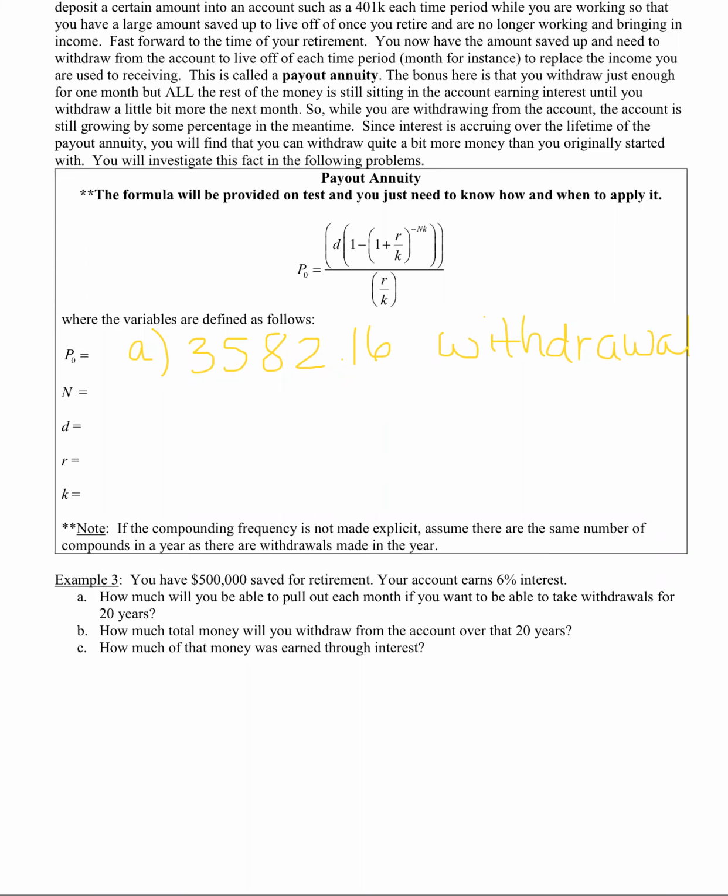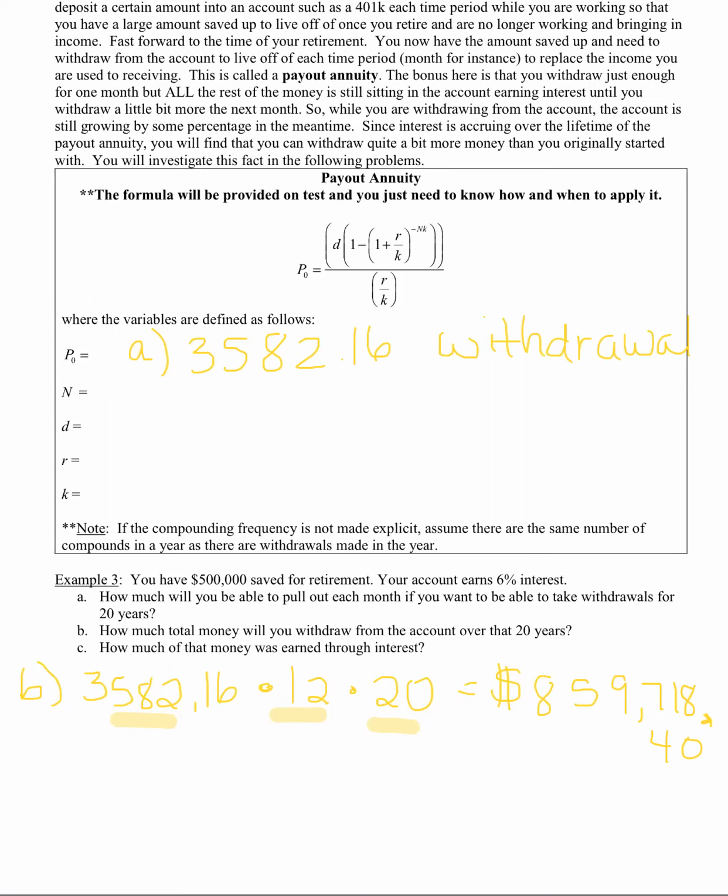Okay, part B says how much money will you actually withdraw? So if I'm withdrawing $3,582.16 every month for 20 years, amount times the month times the year, that's going to give me that amount that I'm getting out total, which is a very nice number, $859,718.40. So you had $500,000 that you were drawing off of, but because you're still earning interest on that money as you withdraw, you get a whole lot more money.